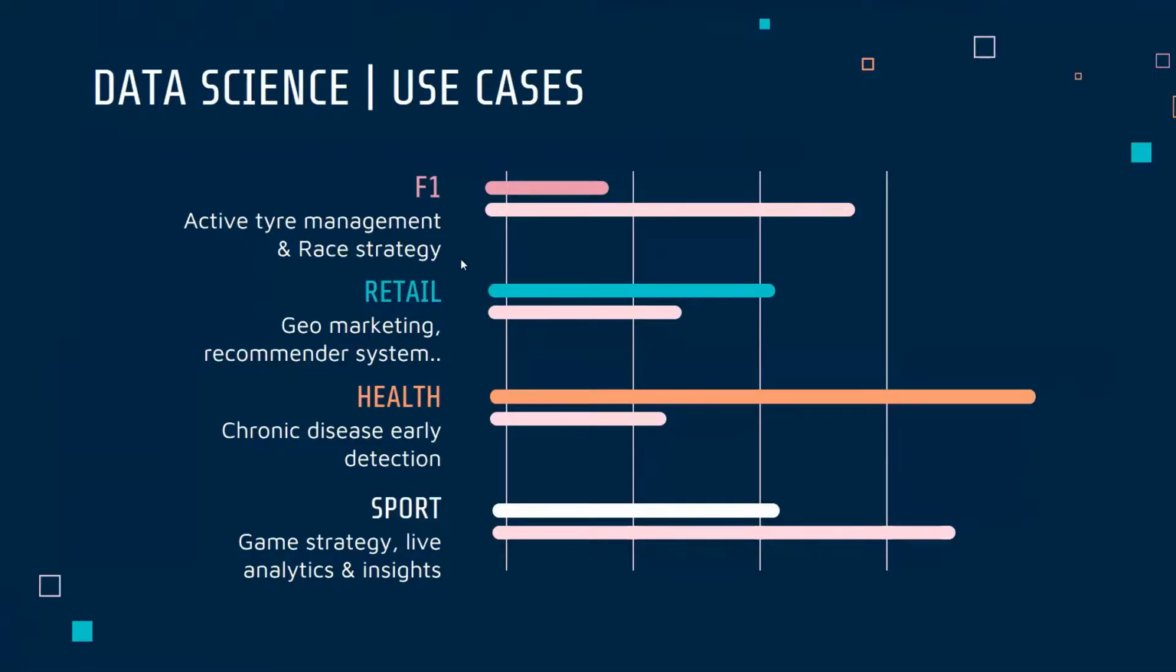Cool. So I think we covered some of these use cases. There's tons of use cases. In Formula One, there's tons of use cases that you can get in retail, geo-marketing, recommender systems, in the healthcare space, in sports, game strategy, live analytics, insights, almost any industry. It's safe to say pretty much any industry that is matured right now is a candidate to use data science. I can't imagine any industry where you cannot use machine learning, actually.